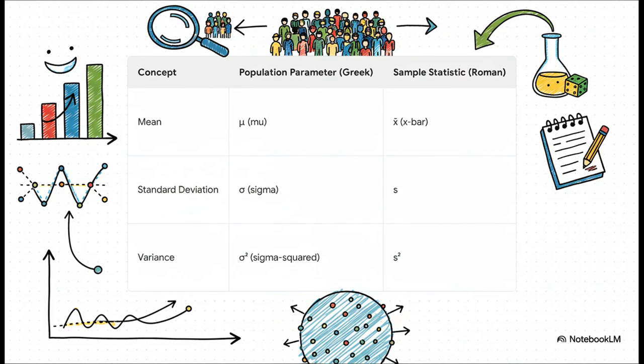I know, it looks like a different language, but think of it as a simple code. If you see a Greek letter, like mu or sigma, you know you're dealing with the big picture, the entire population. If you see a regular Roman letter we use every day, like X bar or S, you're just talking about your small sample. That's all it is. Greek is for the whole group, Roman is for the small piece.